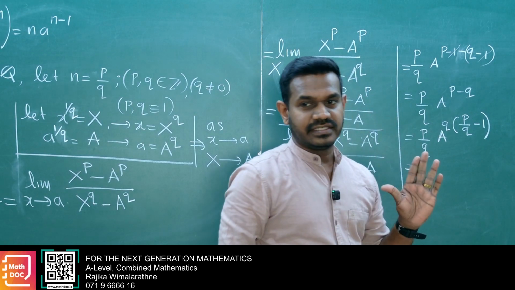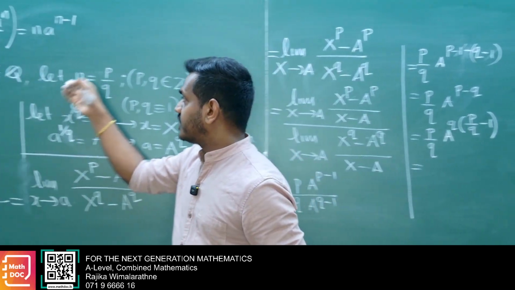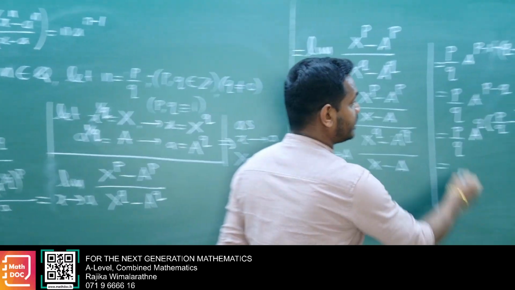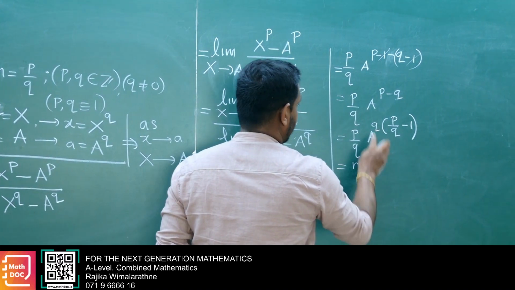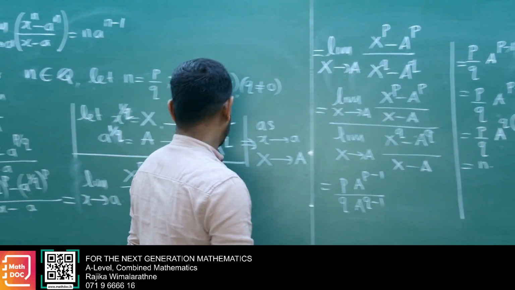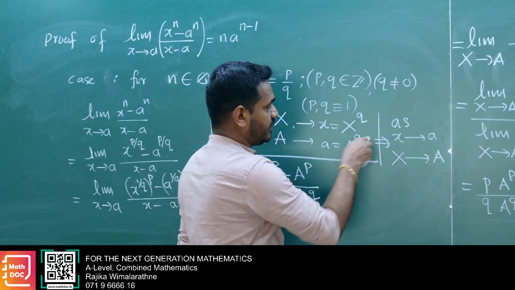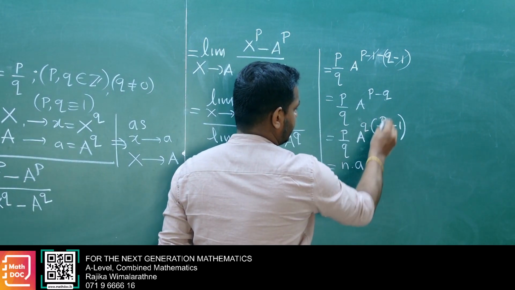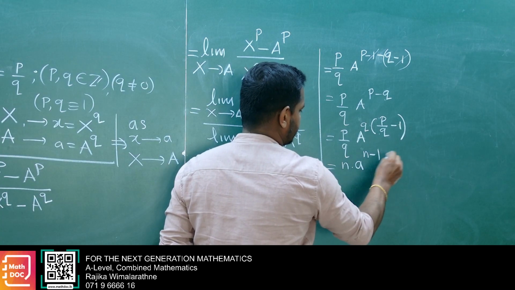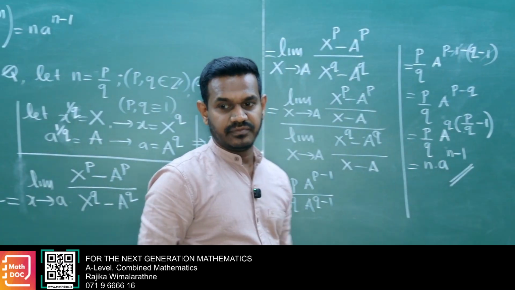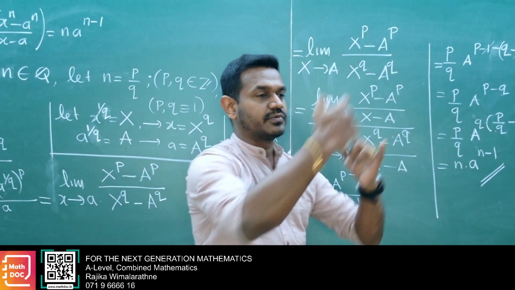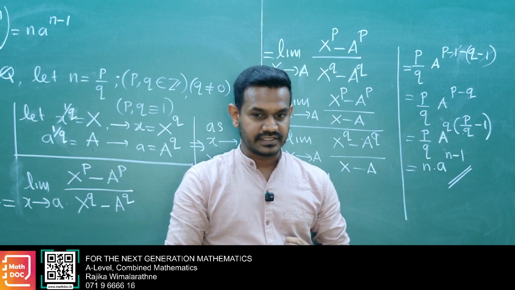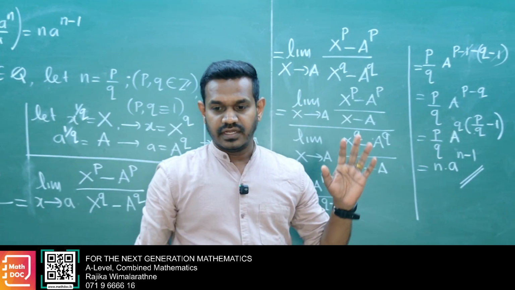Now, initially n equals p divided by q. Therefore p divided by q means n now. Here a to the power q equals a. So for this part we get a to the power n minus 1, that is, n a to the power n minus 1. That is the proof for rational numbers. First you prove for positive integers, then you prove for negative integers, then you prove for the rational type. Okay. Now do the complete proof.